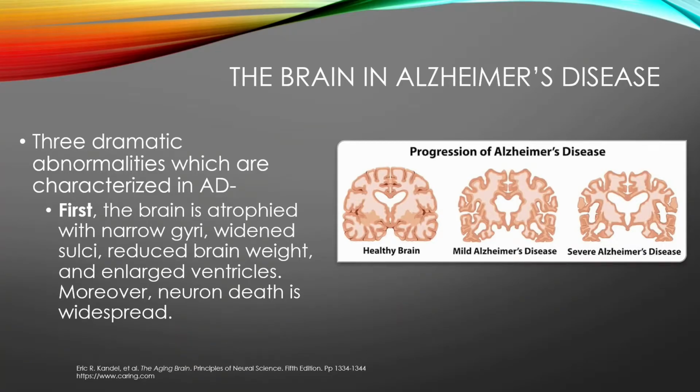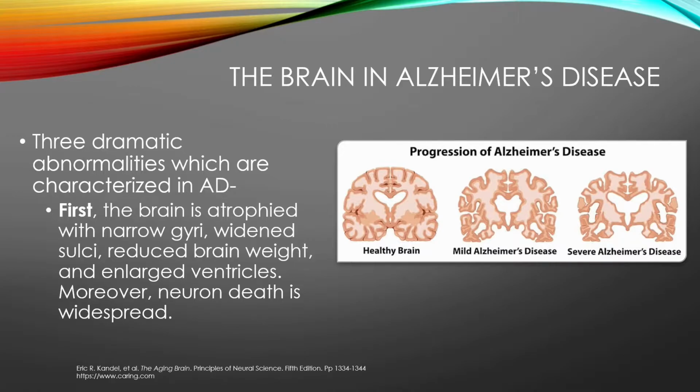All right, the brain in Alzheimer's disease. There are 3 dramatic abnormalities which characterize Alzheimer's disease. The first one you're looking at here. You can see this brain is the healthy brain. If someone has mild Alzheimer's disease, you start to see the brain shrinking and you have more space around the brain, right? And then as the Alzheimer's becomes severe, you actually have even more space. The brain has shrunk a lot.